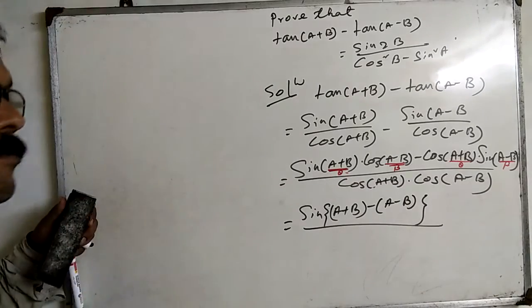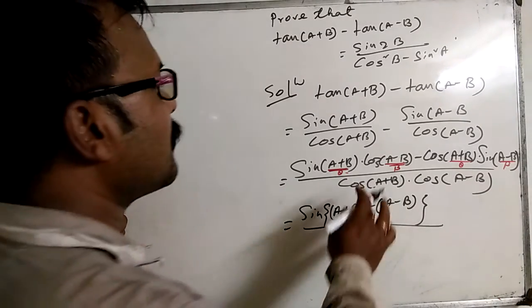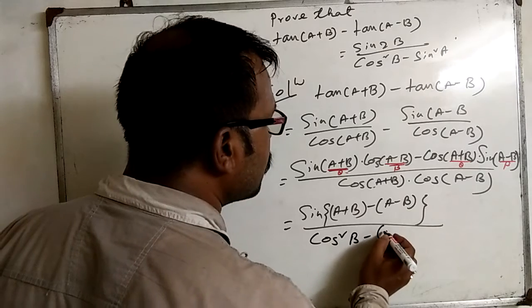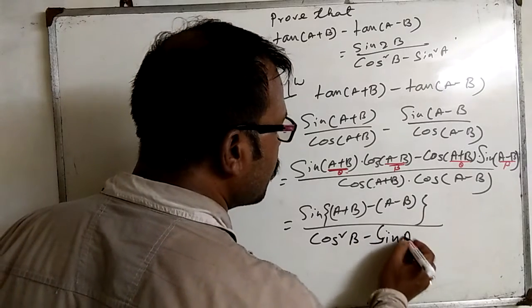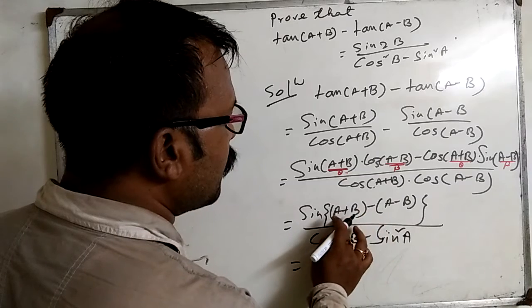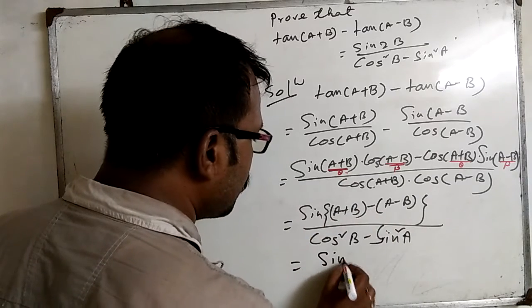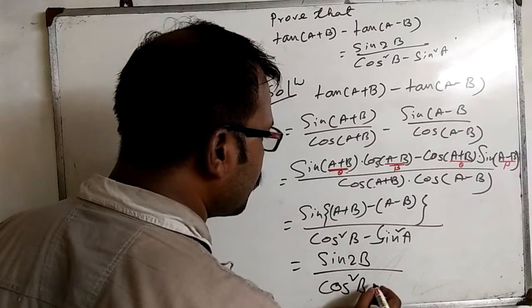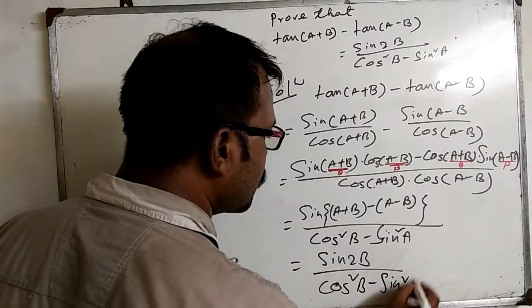We just write it into the formula section, and the denominator will be cos square b minus sin square a. So a and a will vanish out, sin 2b by cos square b minus sin square a.